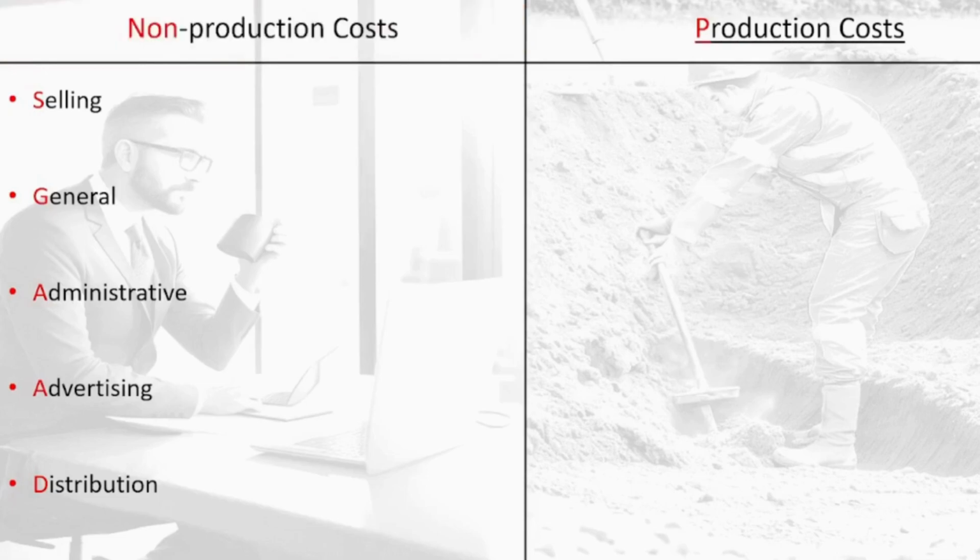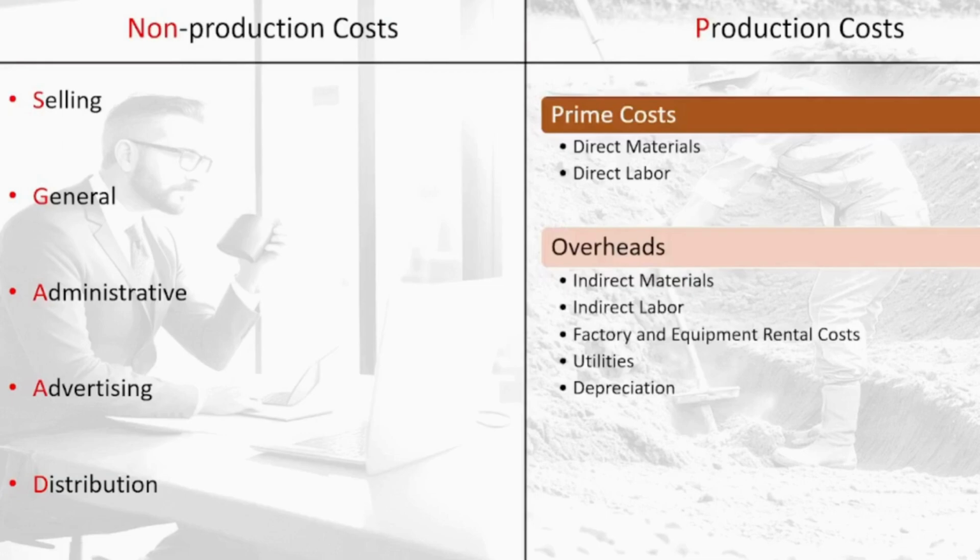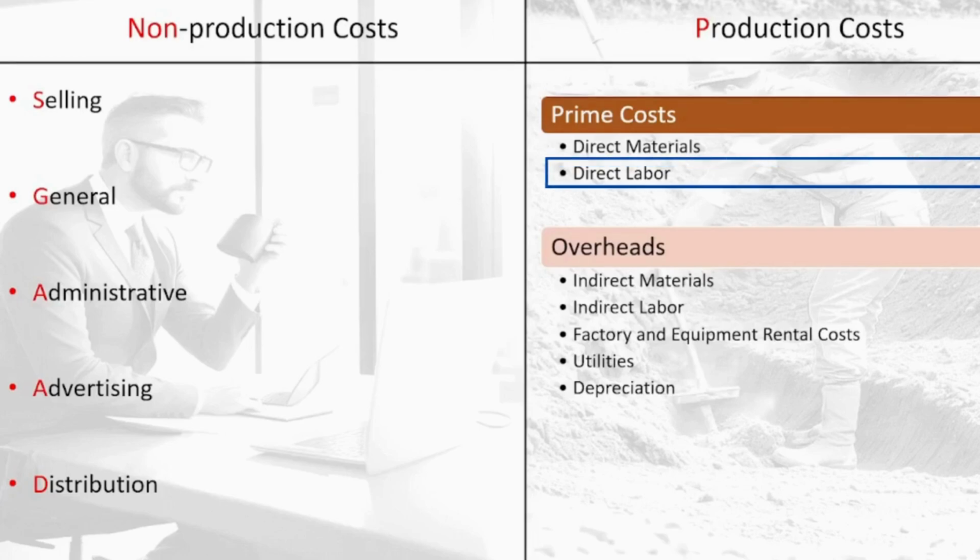These costs start with direct materials and direct labor, which are the primary costs involved in production. Direct materials refer to the materials used directly in the production process, such as raw materials needed to make the product. Direct labor refers to the wages paid to workers who directly worked on completing the product.